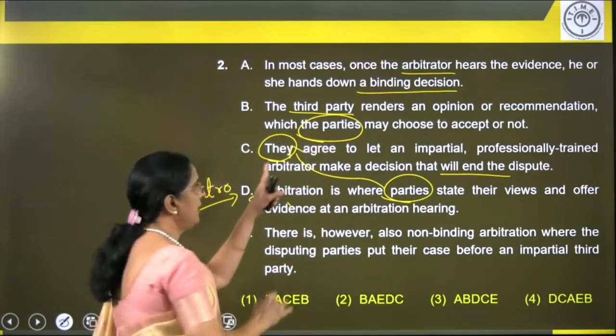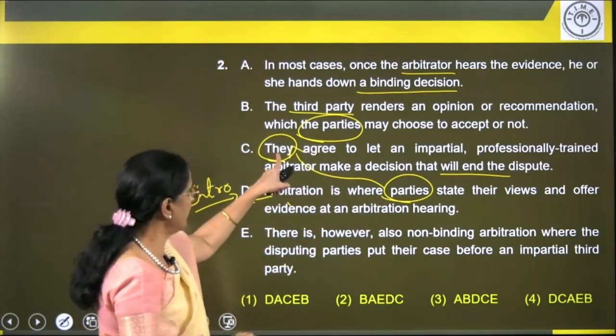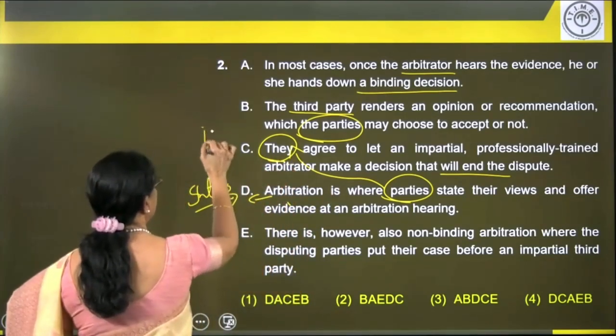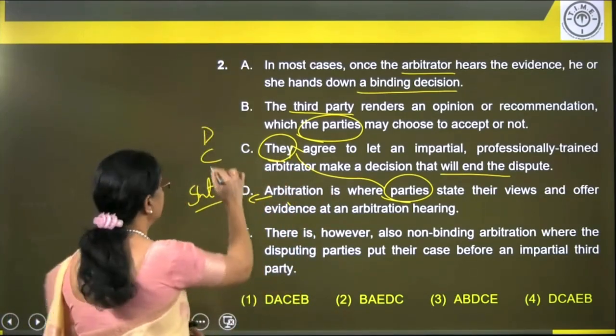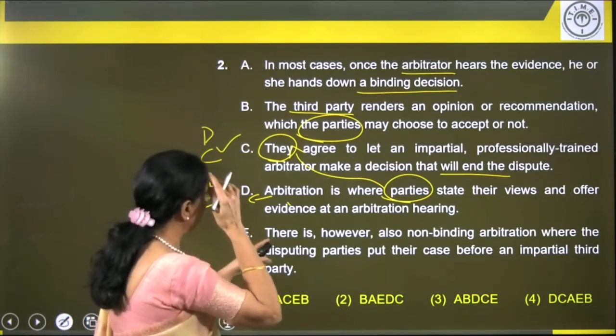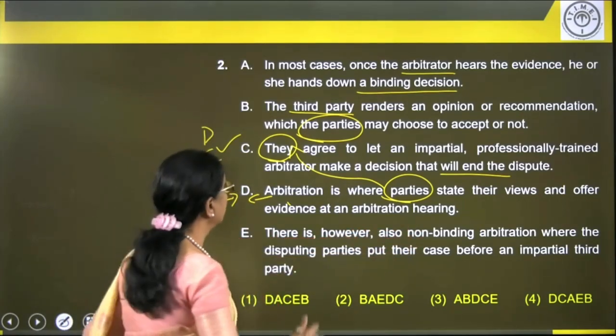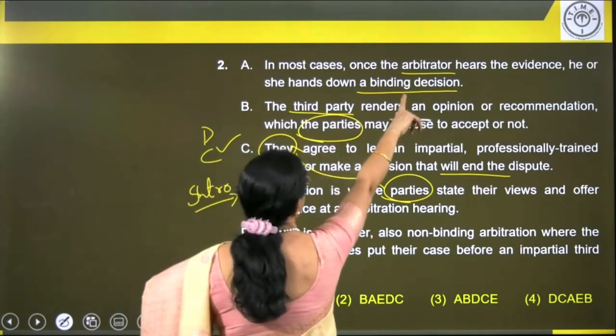They agree. Who are they? Parties. So this is what I am talking about. Direct connection. So what's the combination? D, C. Direct combination, direct connection. There is, however, also non-binding arbitration.